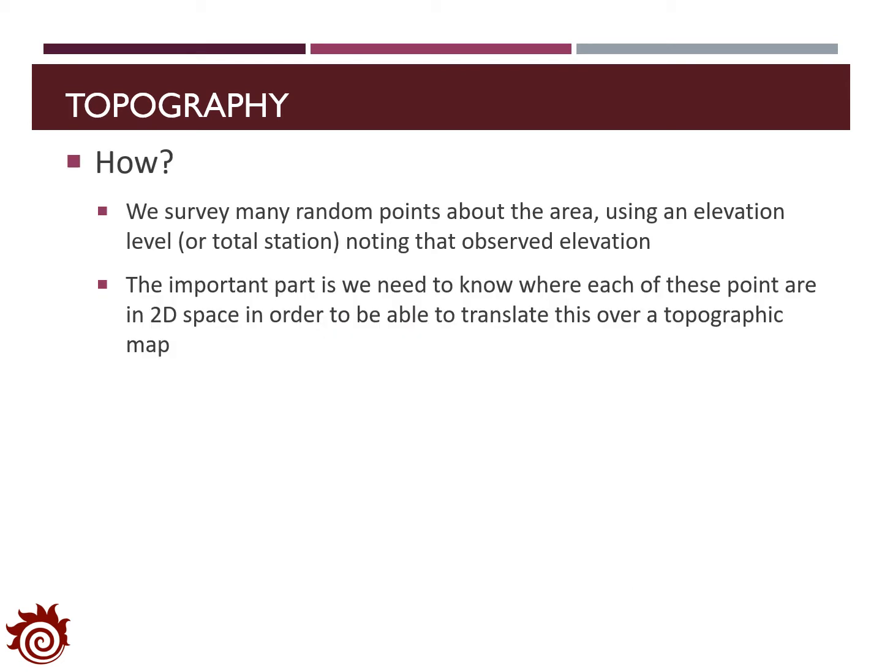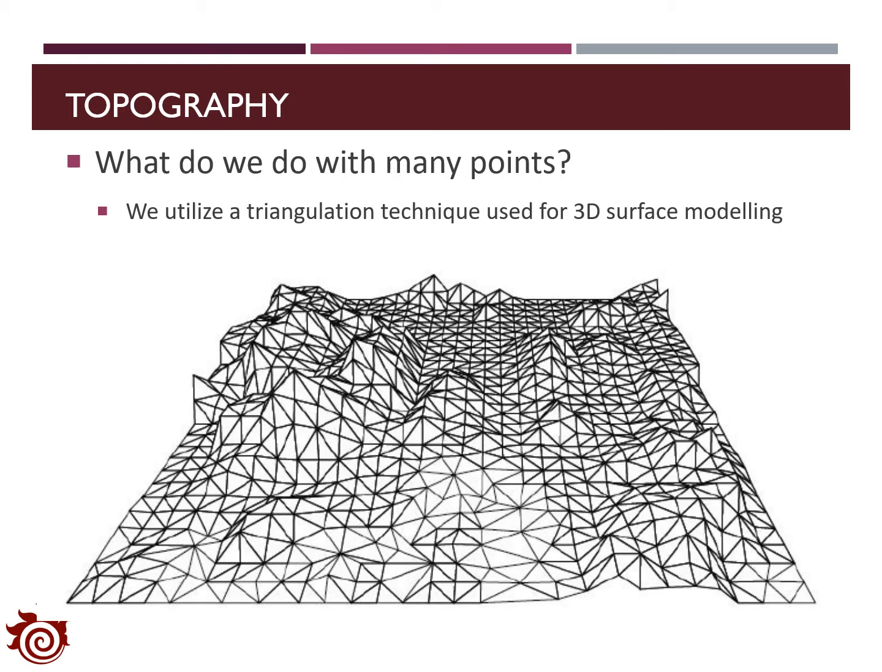Now let's see how we can draw the topographic map. In this drawing, we first need to survey many random points about the study area, and then measure the elevation of these points. And during the drawing, it's very important for us to know where each of these points are in the two-dimensional space, and what's the elevation of each point. And then we will translate the elevation over a topographic map. In the drawing, we will select a lot of random points.